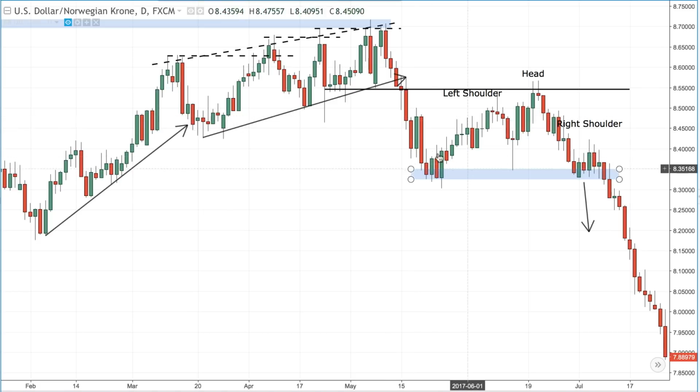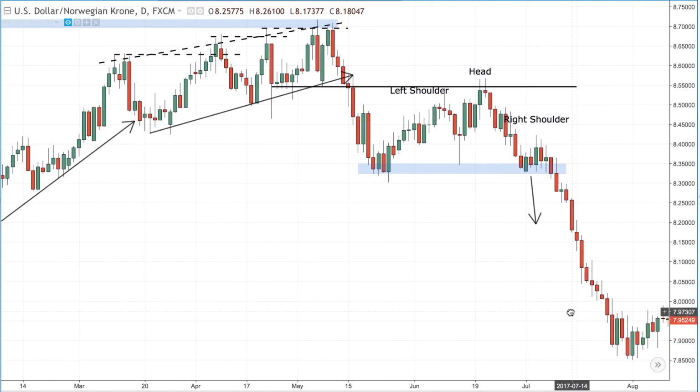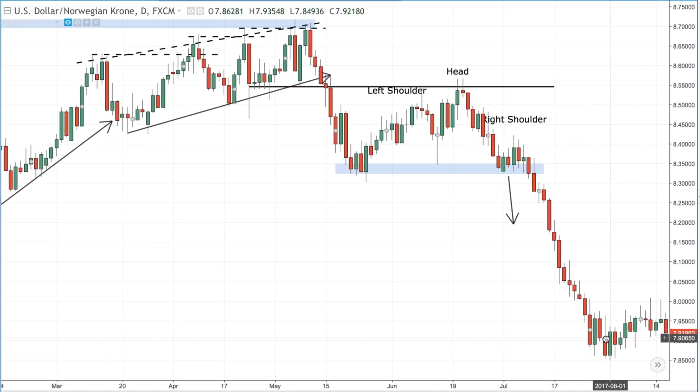Then we have our first move to the downside, which was stopped by this transition pattern, the head and shoulders. Then we have the break of the head and shoulders with the neckline break, and then we can get into such a great short position. Then what we can see here is a nice small consolidation here.